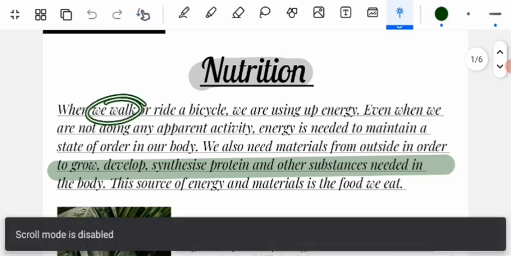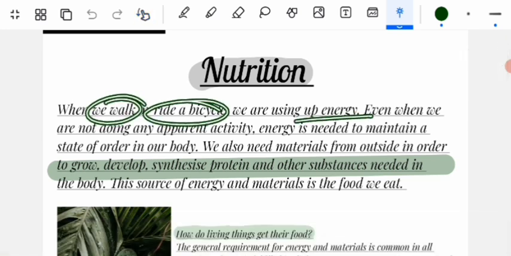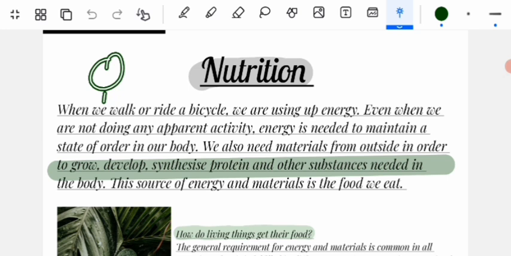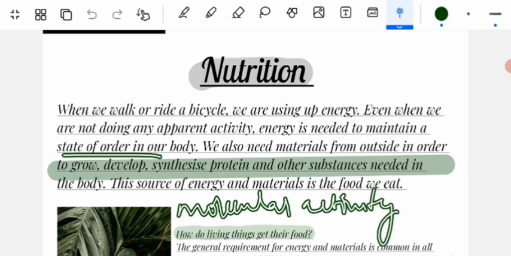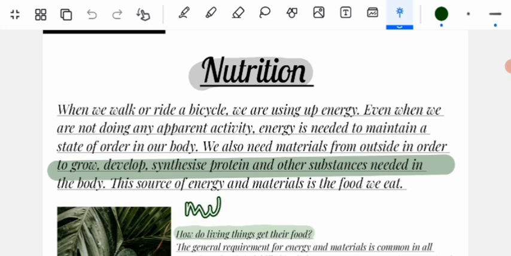We know that when we walk or when we ride a bicycle, we lose some energy. But do you know that when a person is just sitting or just lying on the bed, he will still lose some energy? You can ask how. By the process of molecular activity which is going on in the living organism. This molecular activity has a particular name. What is it? It's called metabolism.